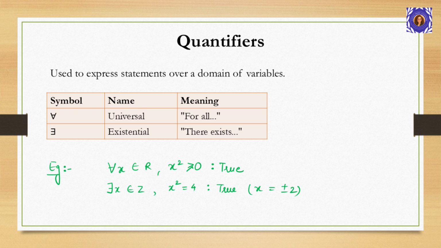Existential means "there exists". For example, there exists x, P(x), which means P(x) is true for at least one x. There are some examples of this, like for all x, x belongs to R, x square is greater than 0 is true. And there exists x where x belongs to Z, x square is equal to 4 is true. Quantifiers help us express complex statements about variables.